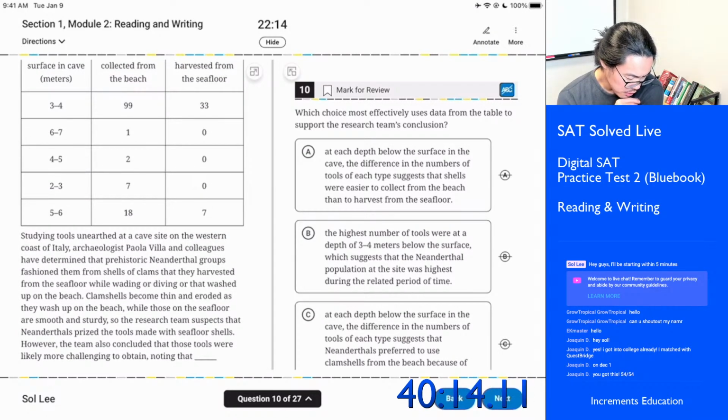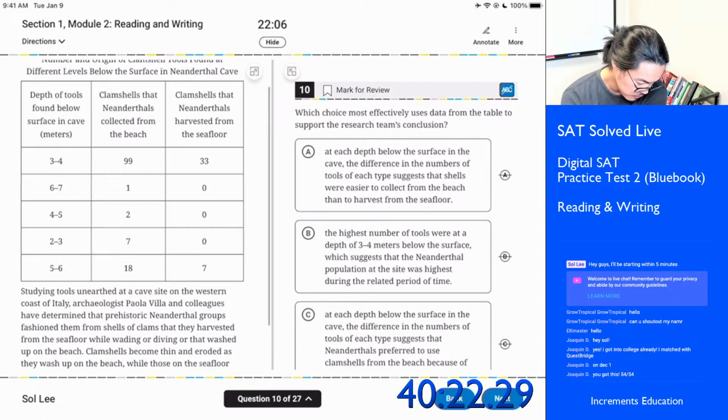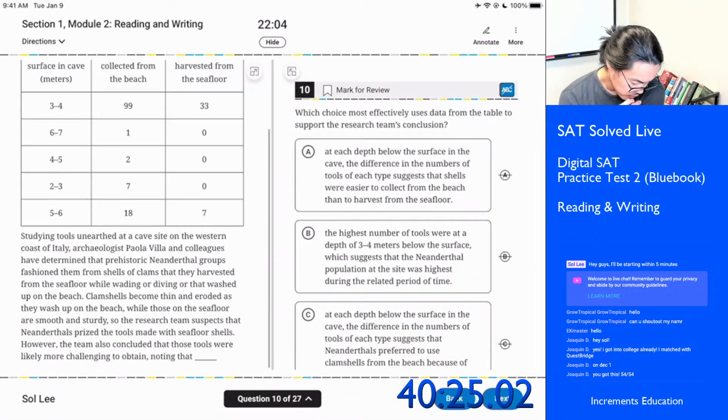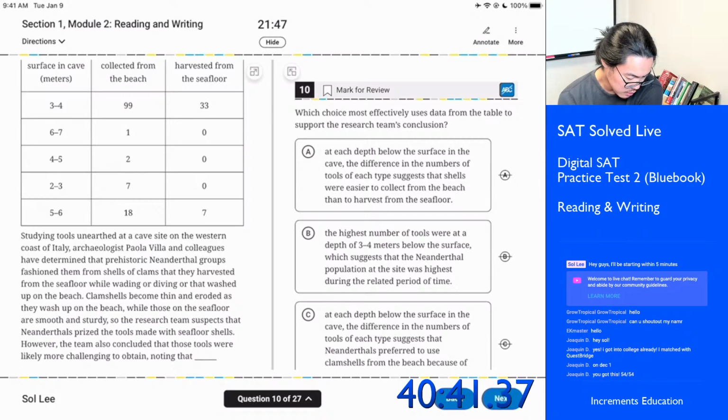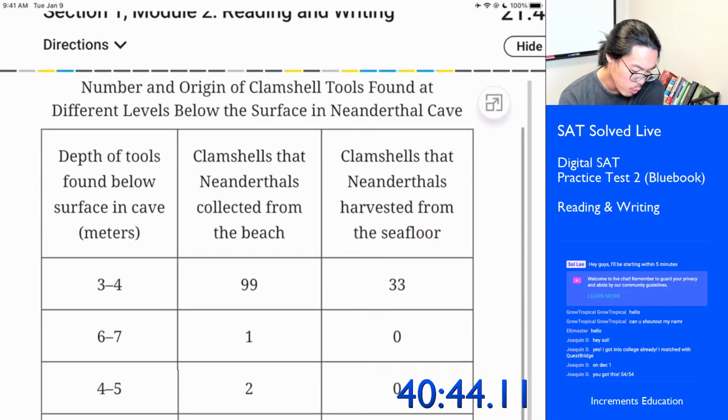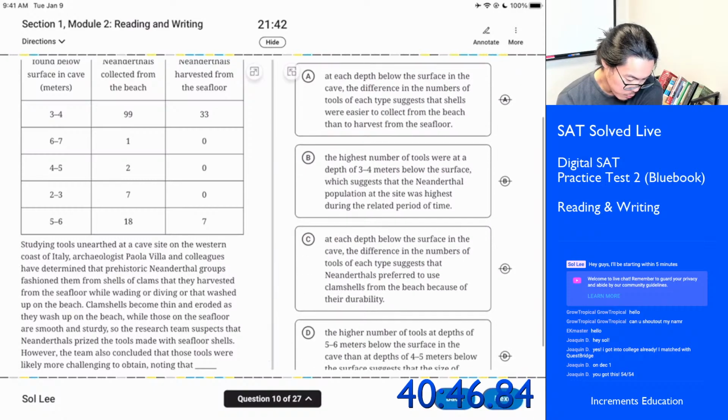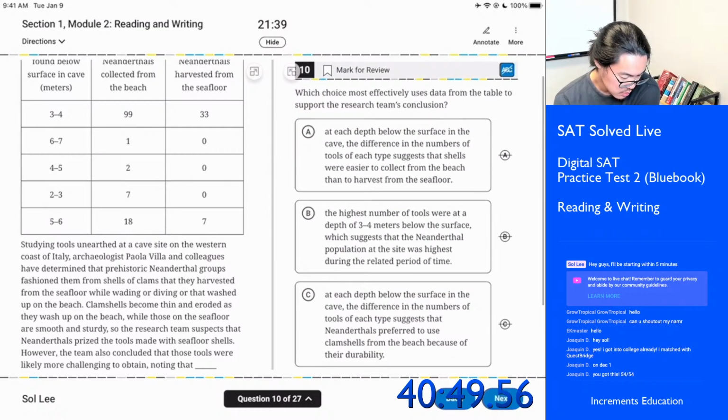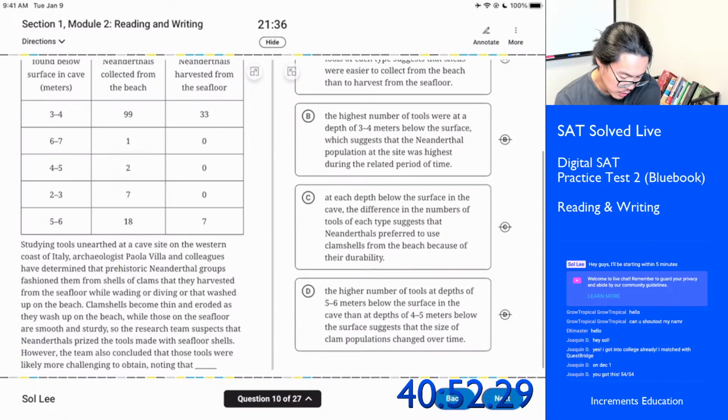Studying tools unearthed, they determined that prehistoric Neanderthal groups fashioned them from shells of clams that they harvested from the seafloor, on the right side, while diving. Clam shells become thin and eroded as they wash up on the beach, while those on the seafloor are smooth and sturdy. So they suspect that they prized the tools made from the seafloor shells. However, the team also concluded the tools were more challenging to obtain, noting that there's way more from the beach. So 18 is greater than 7 and 99 is greater than 33.